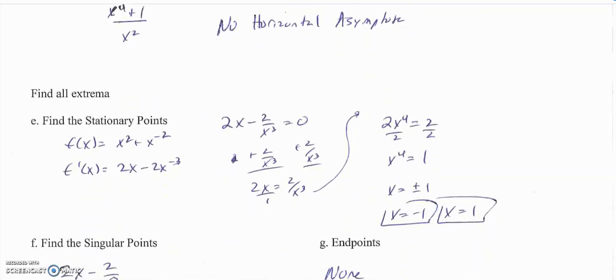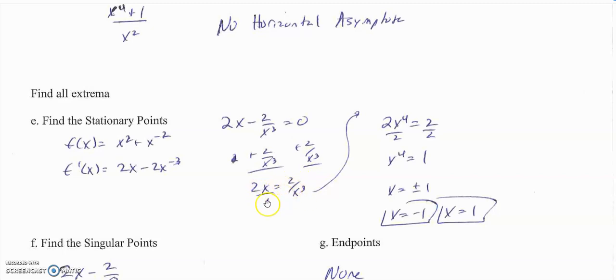Then for the extrema, we take the first derivative of the original. The original is x squared plus x to the negative 2. The derivative would be 2x minus 2x to the negative 3. Set that equal to 0. So if you had 2x minus 2 over x to the third equals 0, add 2 over x to the third to both sides. 2x equals 2 over x cubed.